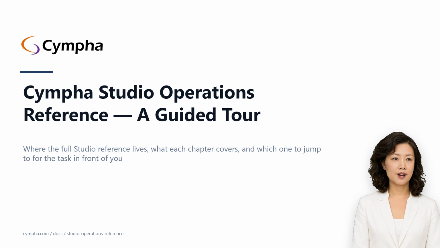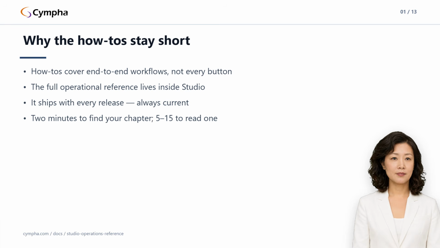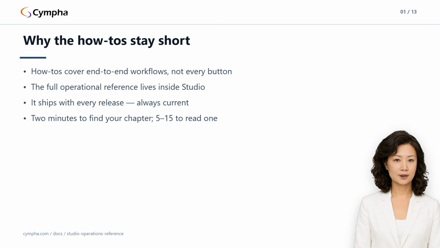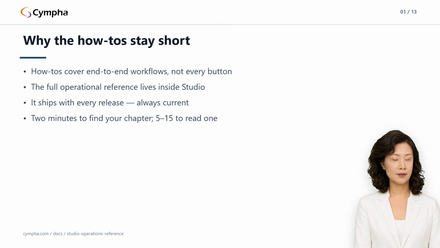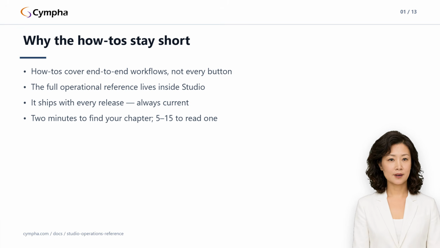Let's start with the division of labor, because it explains where to look for what. The how-to guides on cympha.com cover end-to-end workflows: submitting a case, sharing a plan with a patient, approving or rejecting a design. What they deliberately don't try to do is document every Studio button, panel, and shortcut, that would run to hundreds of pages and go stale between releases. That job belongs to the detailed operational reference, which is hosted inside Studio itself and ships with every release, so the version you're reading always matches the version you're running.